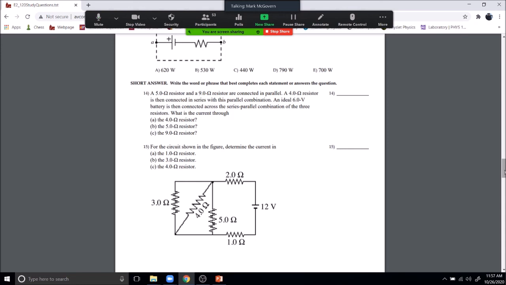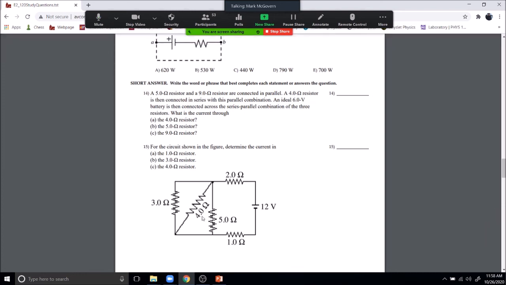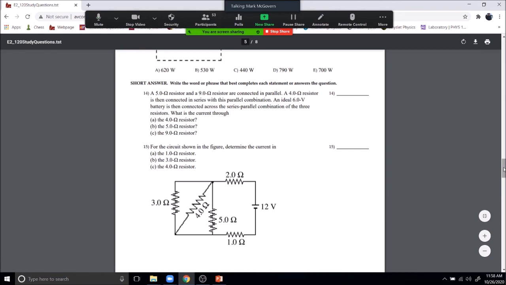Let's see here. Ooh, I like 15. I like 15 because it's very easy to figure out what the equivalent resistance is here, right? Very easy to figure that out. But it's more interesting to think about, oh, this is actually not hard. Never mind, forget it. I thought 15 looked cool, but it's not. It's just not that bad.